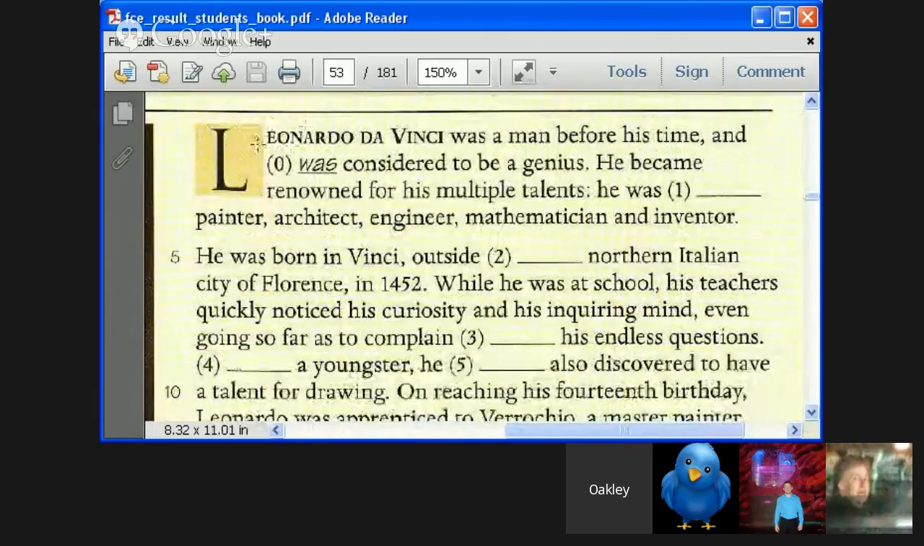As always, in this English in use open question, actually every section, when they present a section, they'll give you a zero blank, so you kind of get the idea of what they're looking for. Leonardo da Vinci was a man before his time and was considered to be a genius.